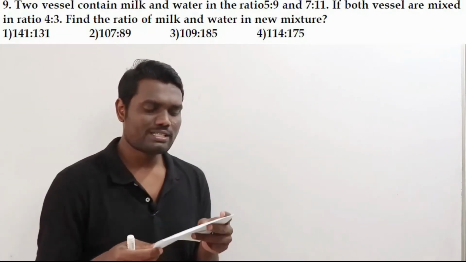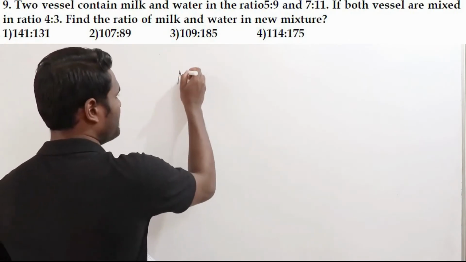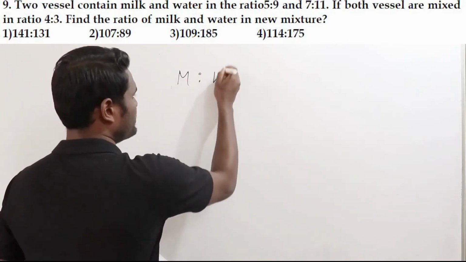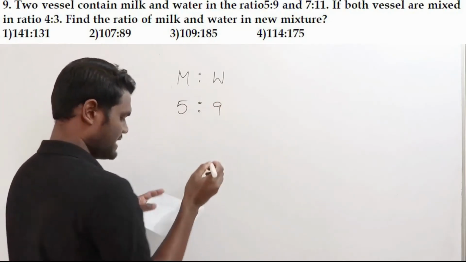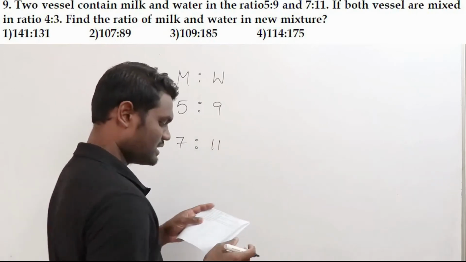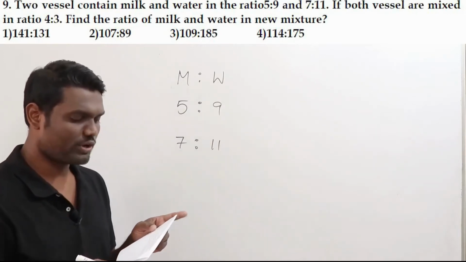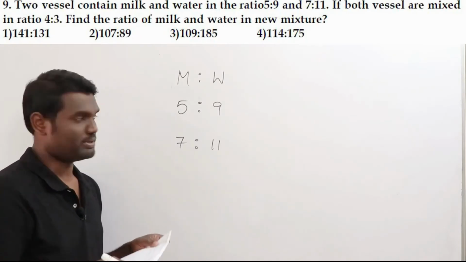Next question. Two vessels contain milk and water in the ratio 5:9 and 7:11. So you have milk to water ratio, two vessels. In the first vessel ratio is like 5:9. In the next vessel ratio is like 7:11. And the question said that they were mixed in the ratio 4:3. Now you are supposed to find what is the ratio of milk and water in the new mixture.